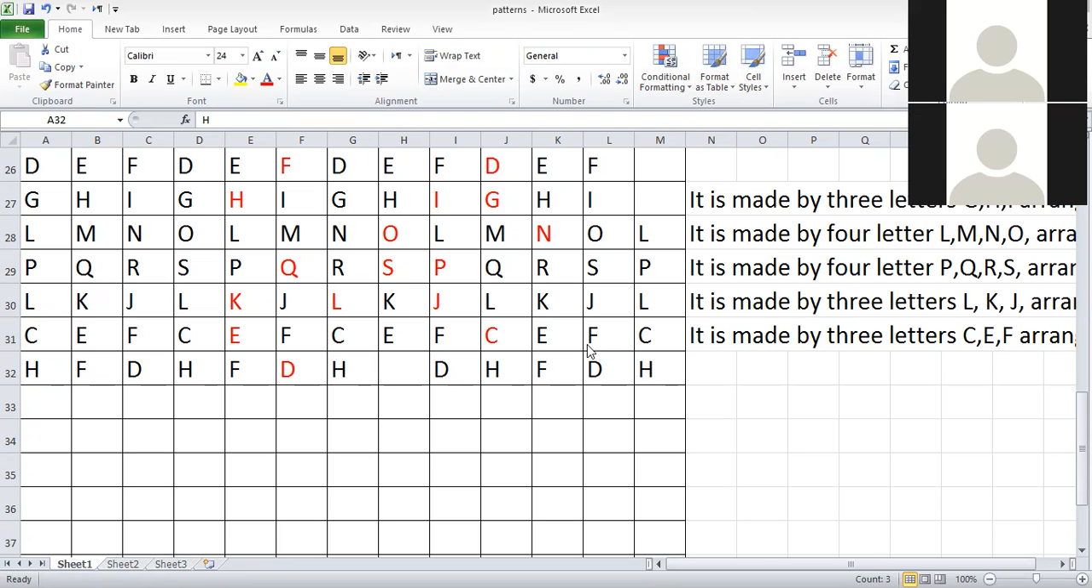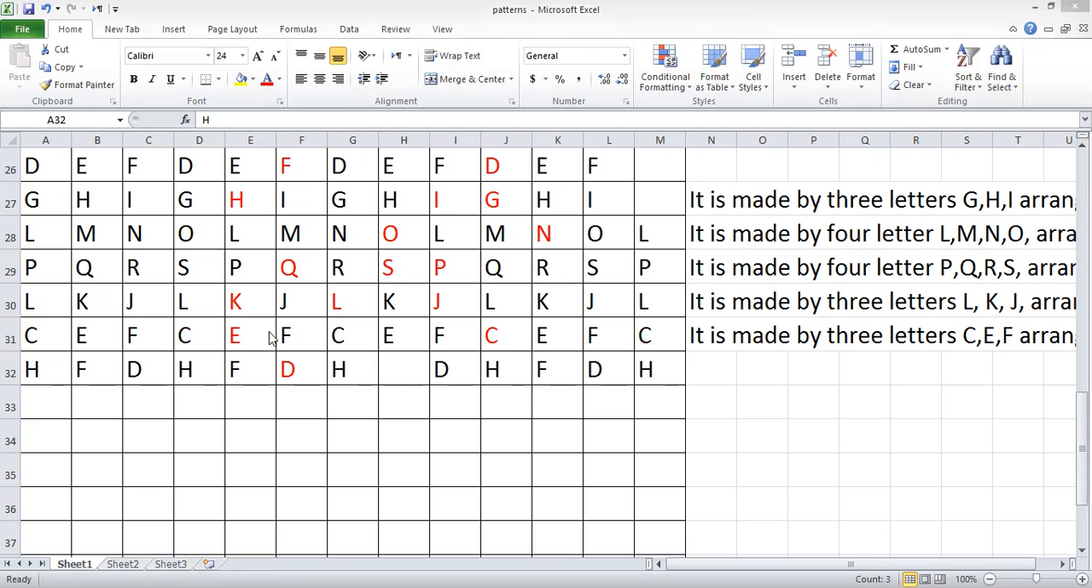Yes, sir. I'm asking you the question. Tell me, guys, these alphabets D, F, and H are arranged in alphabetical order or reverse alphabetical order? Reverse. Very good. These are arranged in reverse alphabetical order, because in alphabetical order D comes first, then E, then F, and then G, and then H.